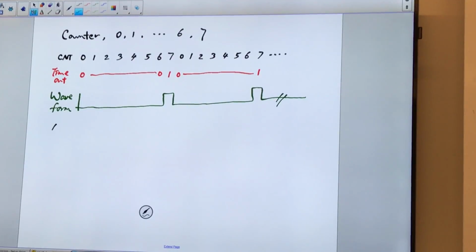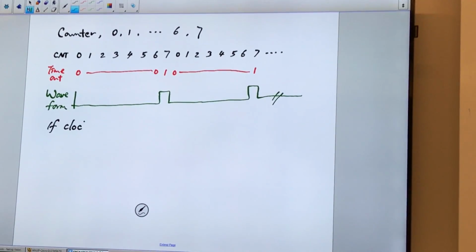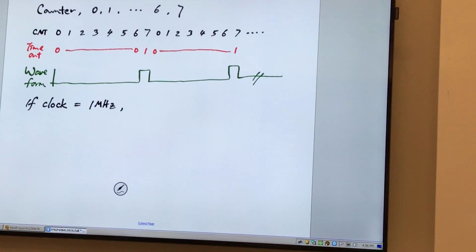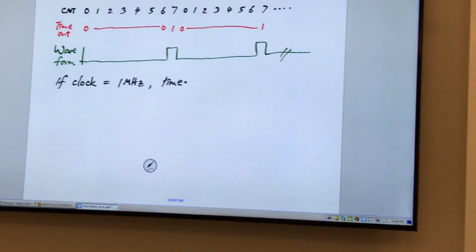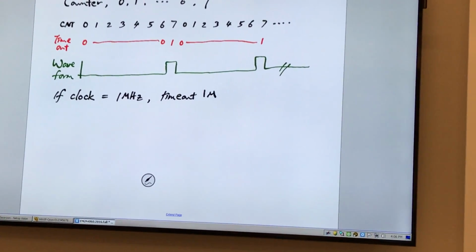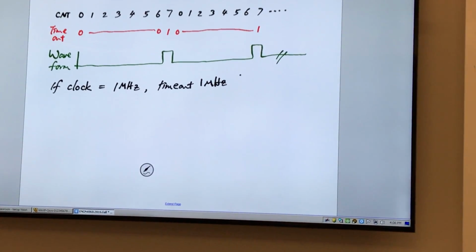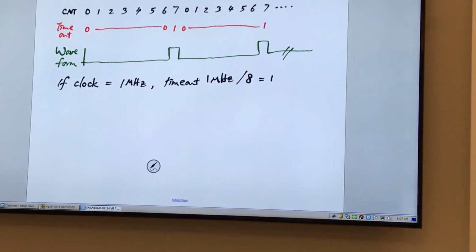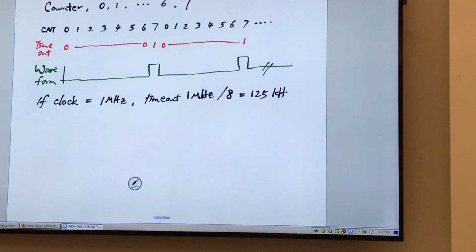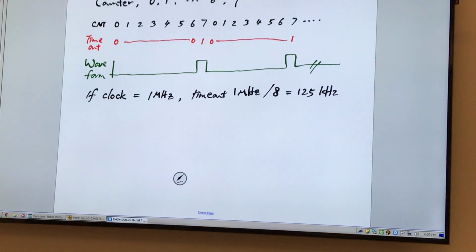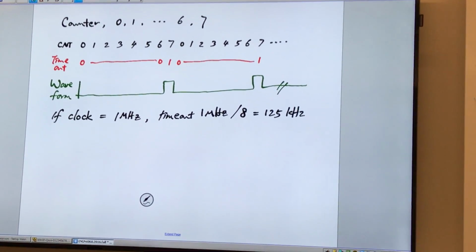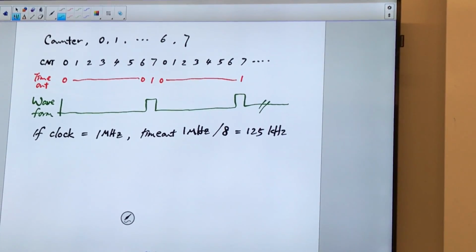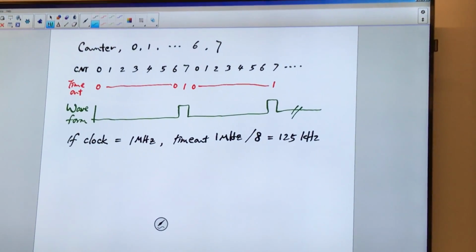So if the clock is equal to 1 megahertz, and the timeout is equal to 1 megahertz divided by 8. Whatever that is. So you do the math, 125 kilohertz. Okay. All right? That's very simple. So on our board, we do have 1 meg. What do we have? 50.